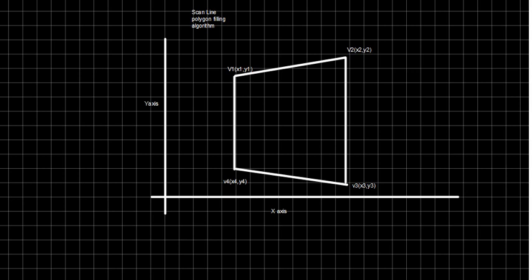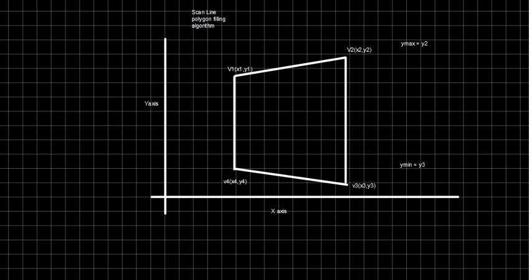Now if you observe this polygon, you can clearly see that this y2 is the maximum y value present in this polygon for any vertex. So let me define this as y max. Y max equals y2. Next, try to find out for all the vertices which vertex has minimum y coordinate value. You can see that this y3 is the minimum y value for any vertex coordinate present in this polygon. So y min becomes y3.